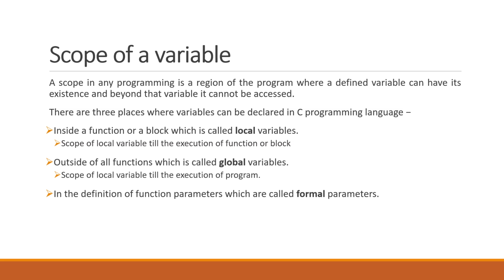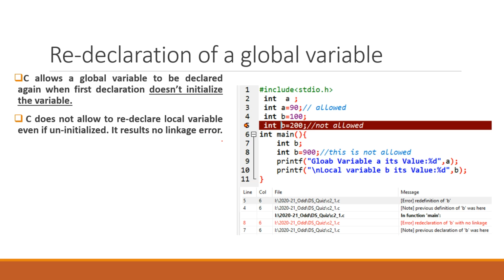Now, what is scope? Scope of a variable. Scope in any programming language is a region of the program where a defined variable can have its existence. Beyond that, the variable cannot be accessed. We'll go to the previous slide. Here, B is defined inside the main, so outside this main it is not available. So B's scope is within this main only.